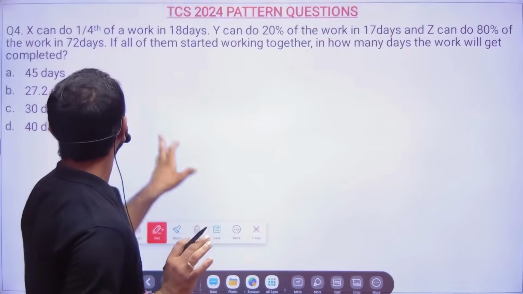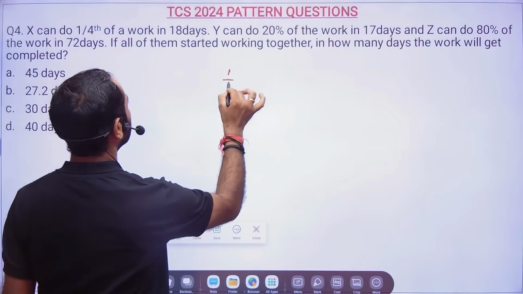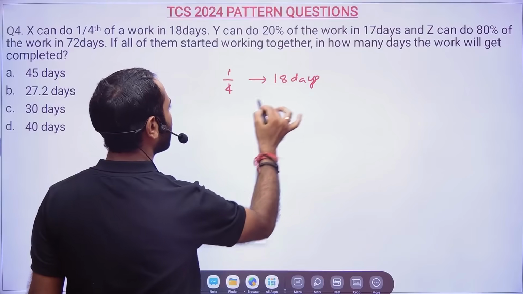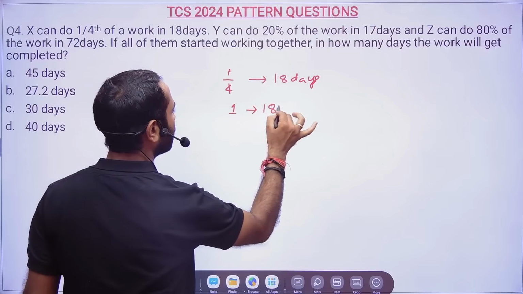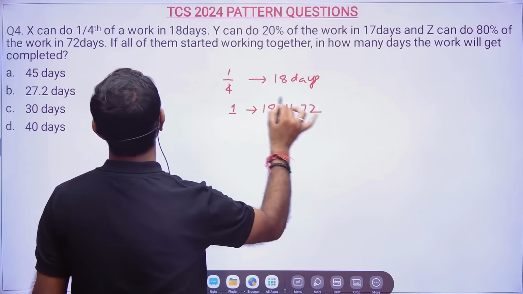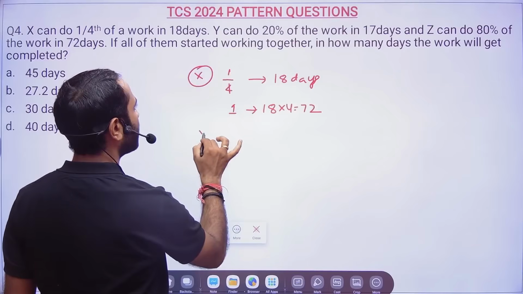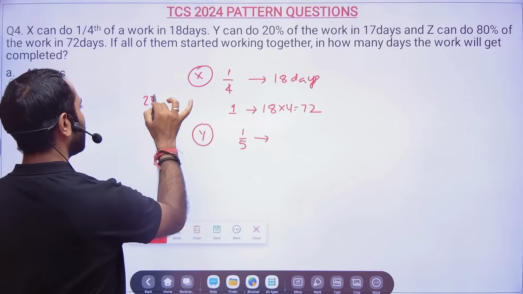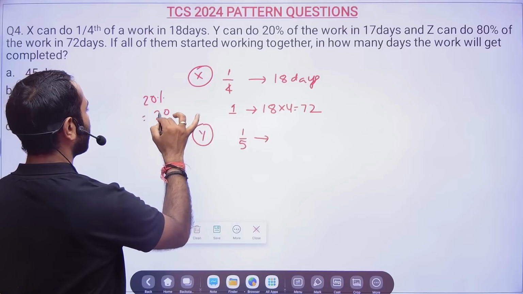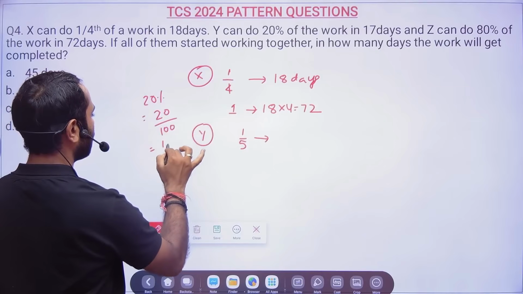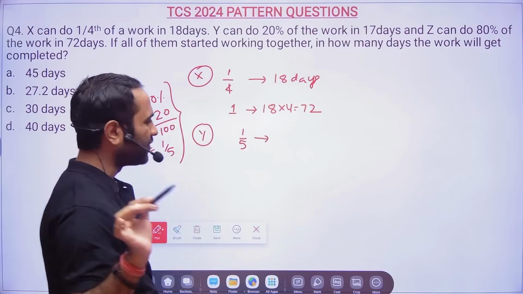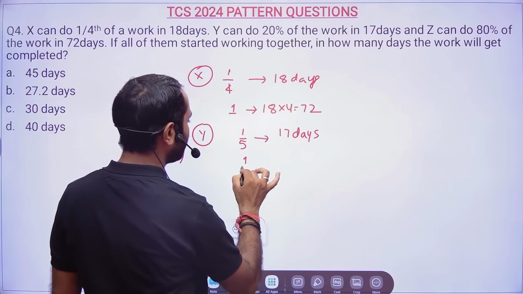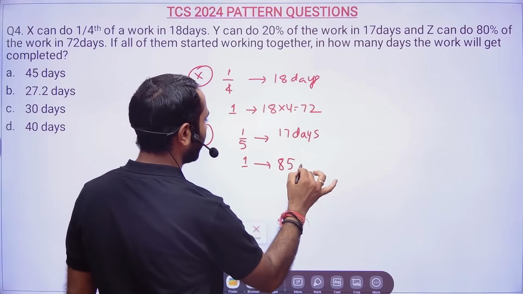Now, X can work 1 by 4 of the work in 18 days. So 1 by 4 work in 18 days, so one work will be completed in 18 into 4 days, that is 72 days. This is about X. What about Y? Y can complete 20%. 20% is 20 by 100, which is 1 by 5. No need to write all those things, once you understand, don't write. It is 17 days, so one work will be completed in 17 into 5, 85 days, right?